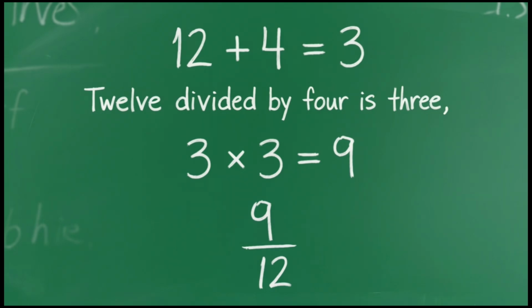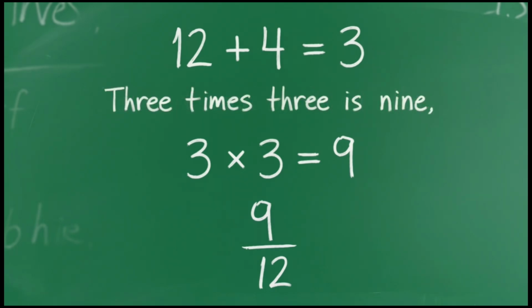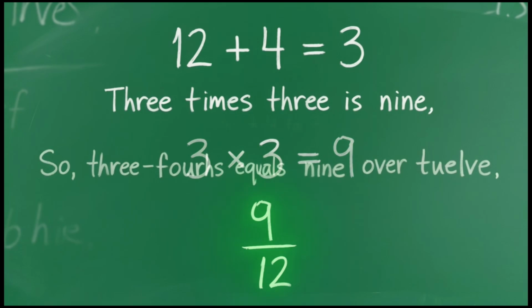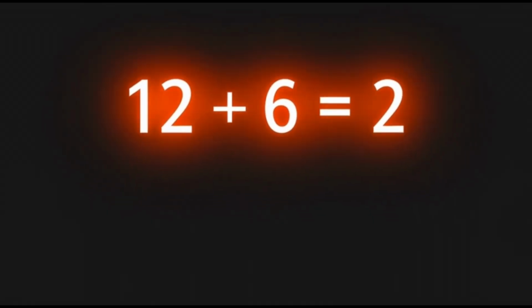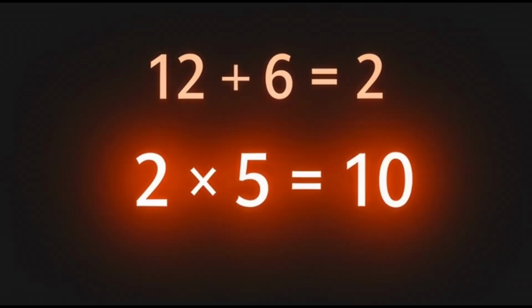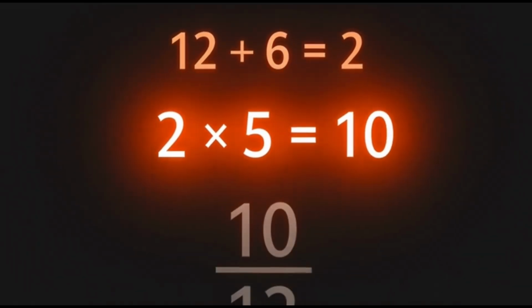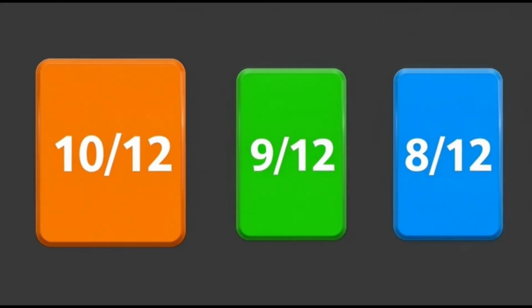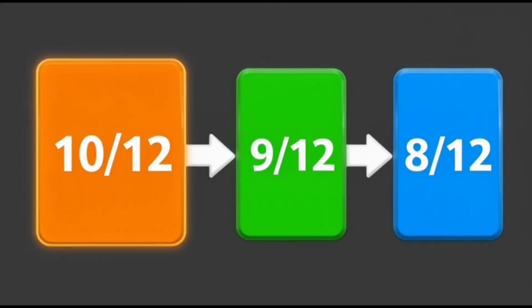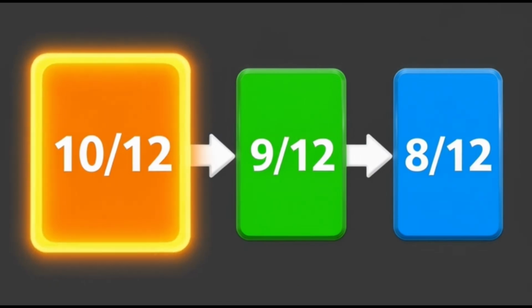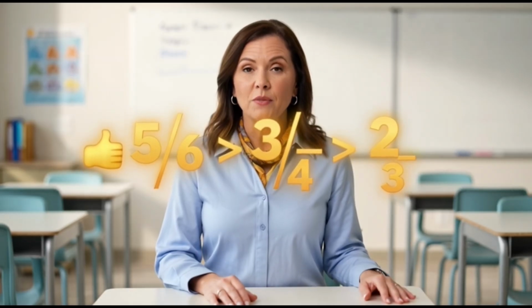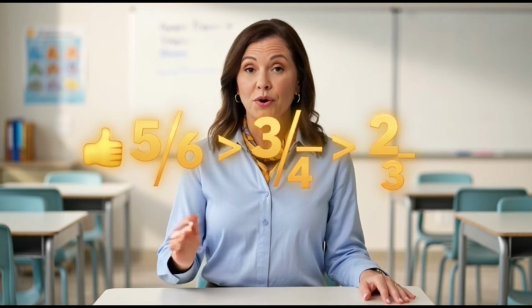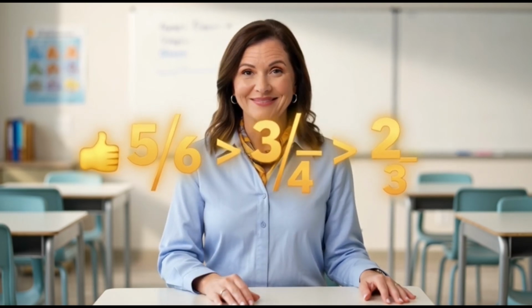12 divided by 4 is 3. 3 times 3 is 9. So, 3/4 equals 9 over 12. 12 divided by 6 is 2. 2 times 5 is 10. So, 5/6 equals 10 over 12. Now compare 10, 9, and 8. 10 is the largest. So 5/6 is the biggest fraction, then 3/4, then 2/3.